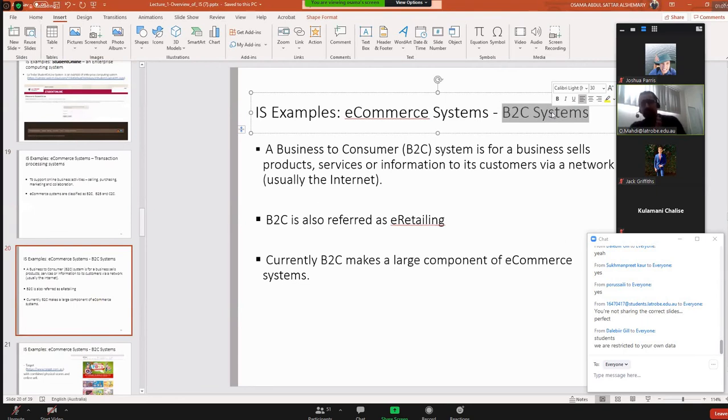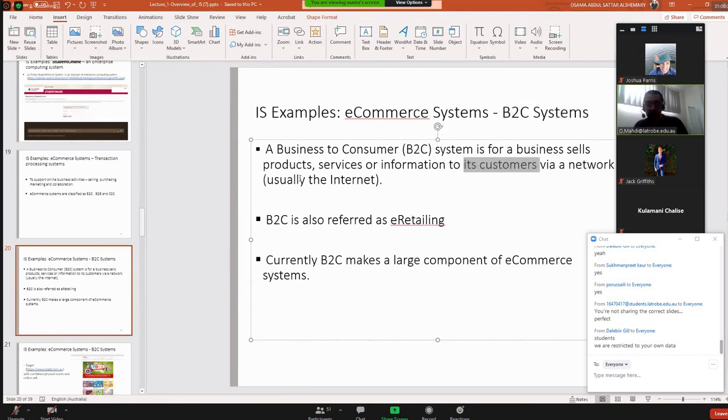It means a business is dealing directly with the customer. So a system, for example, is for a business that sells products, services, and information to its customers through the network. Retailing, for example, is a kind of business to customer. Currently, business to customer makes up a large component of e-commerce systems. This is the most popular now.